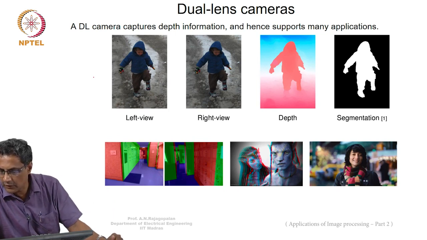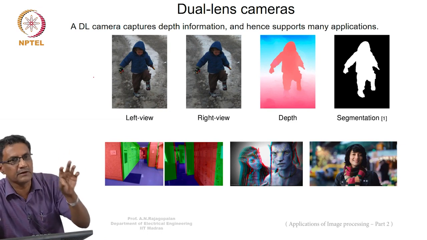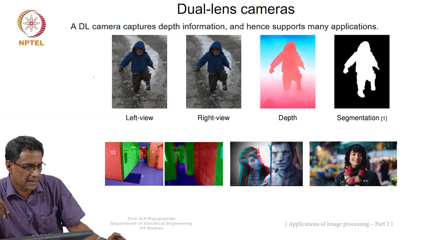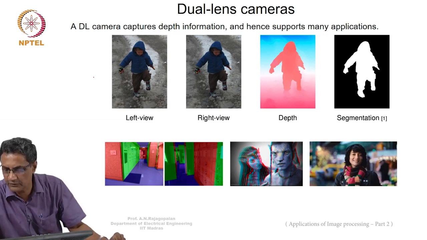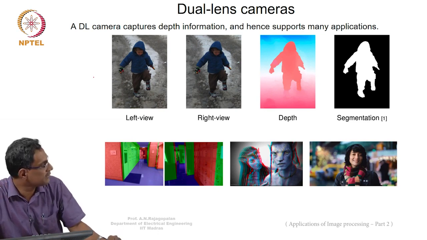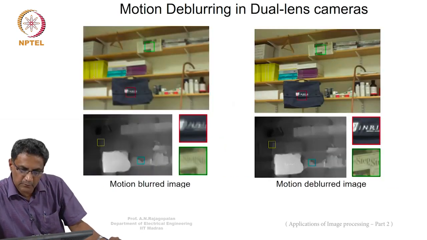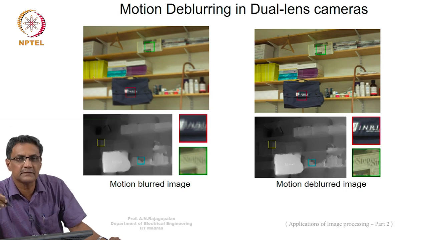And then there is also what is called bokeh rendering. What that means is that only some object of interest can be brought into focus, and then everything else around it is kind of blurred out, so that the person looking at the image knows that your focus is on this person and not on whatever is around it. This is something you even observe in a DSLR camera, right? Then motion deblurring and dual lens camera. So all these things are emerging things.